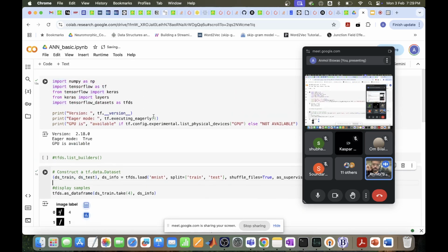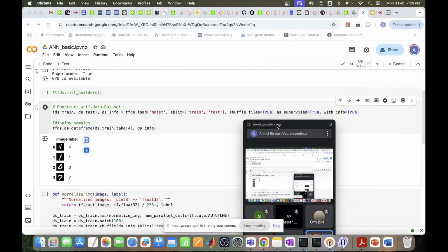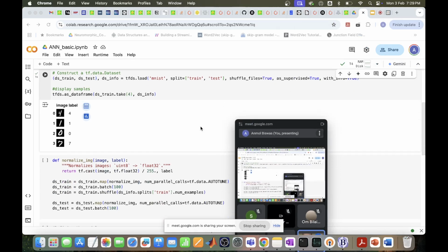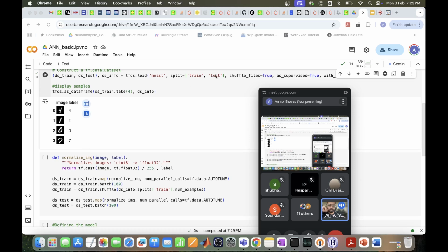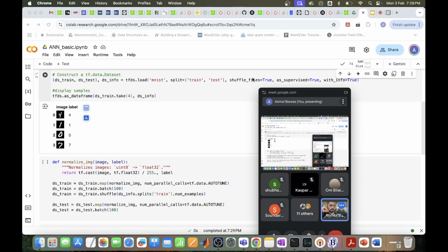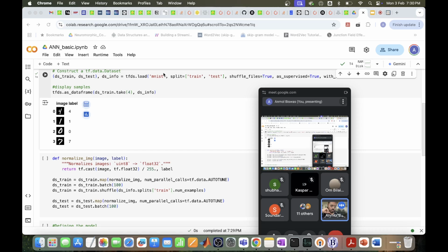Yeah, and then once you have imported all of this, we'll go ahead and import one of the datasets, right? Here we are importing the dataset called MNIST, which is a handwritten digits dataset, right? And you can see for example, some of these examples. So they look like this, right? We're basically splitting the data into train and test. Shuffle files basically shuffles the order of the data that appears, and as_supervised was true, with_info true. This is the background information that you can get about the data, right?